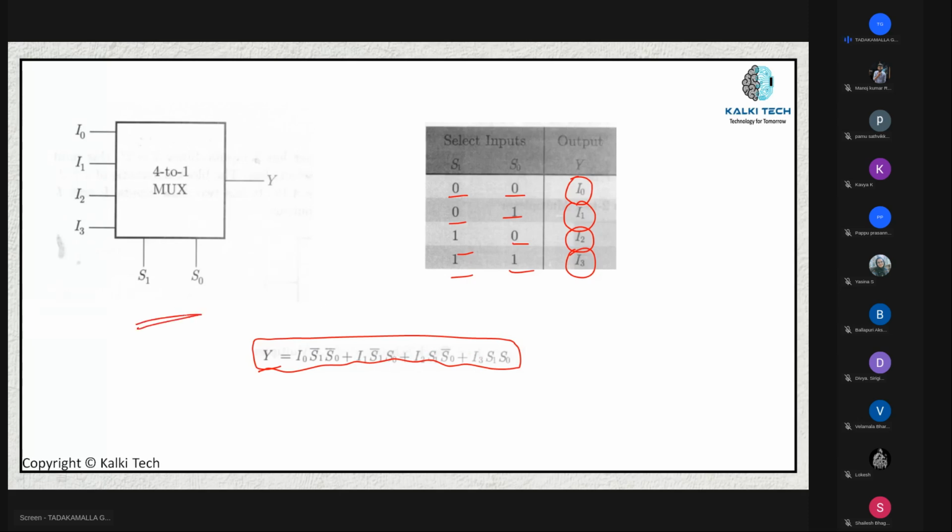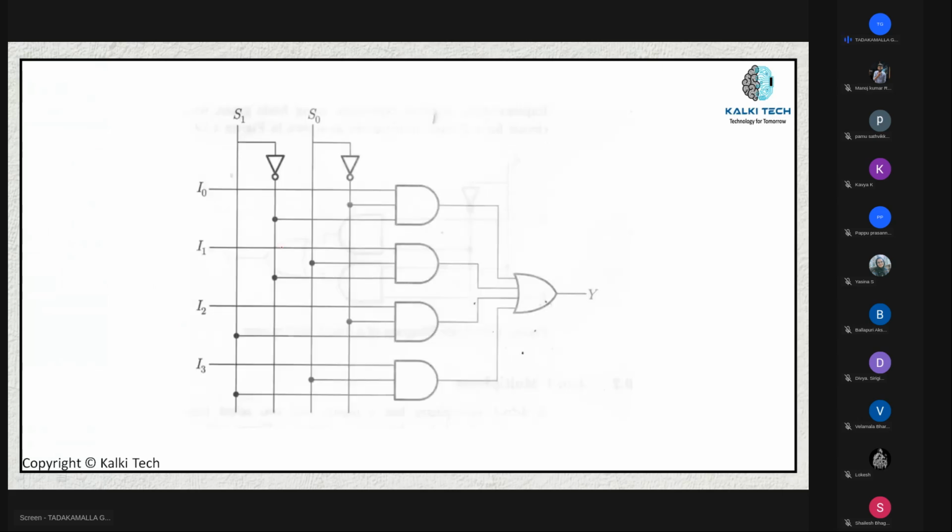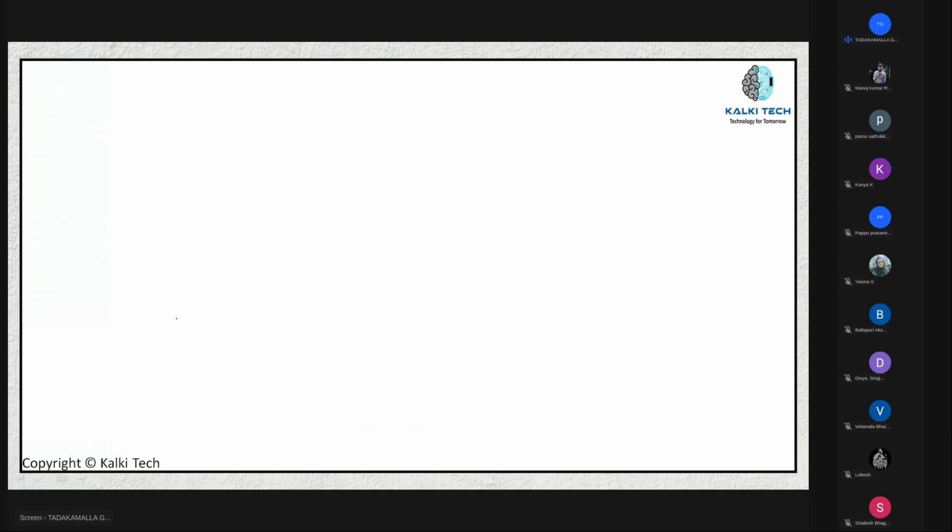And this is your logical diagram. Okay, this is your block diagram, with I naught, I1, I2, I3. So this is your logical diagram for your 4 cross 1 mux.